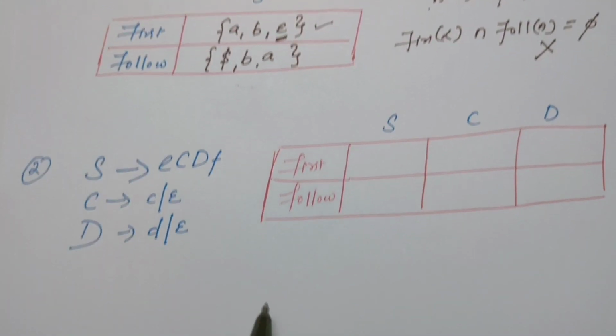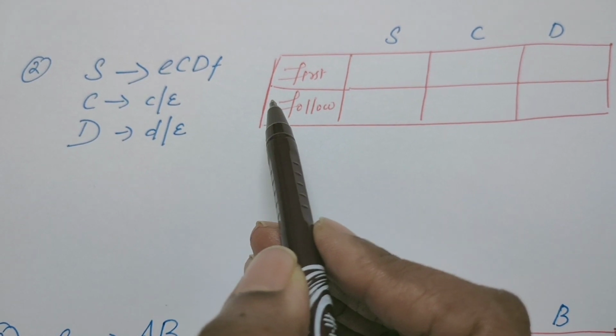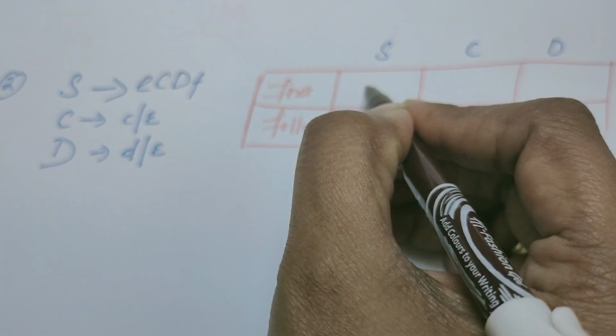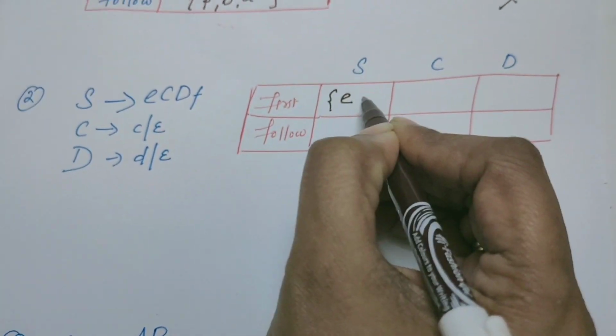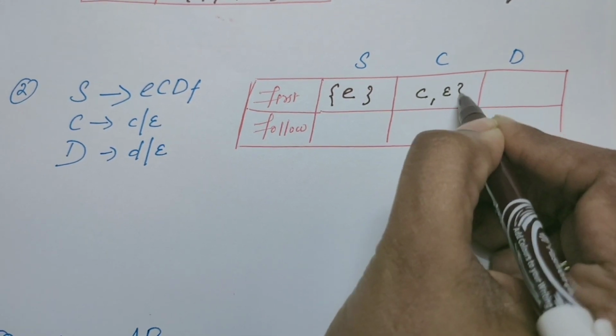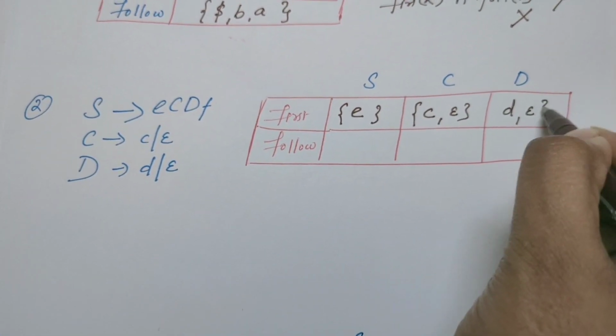Now let us move on to the second example. As for the second example, let us compute first of all the first and the follow set. First of S is E. First of C is C as well as epsilon. First of D is D as well as epsilon.